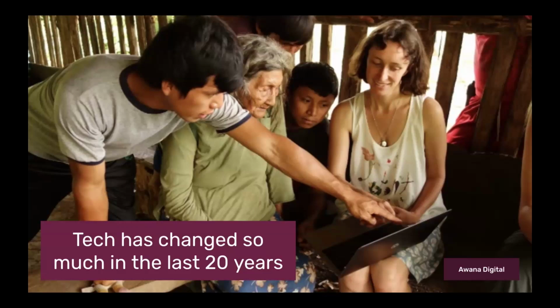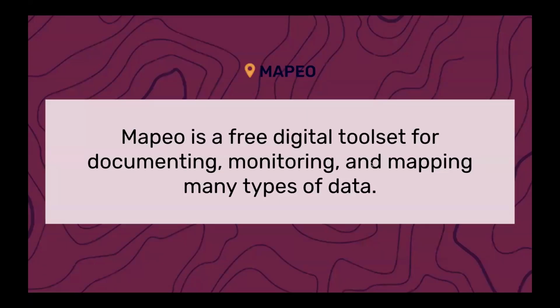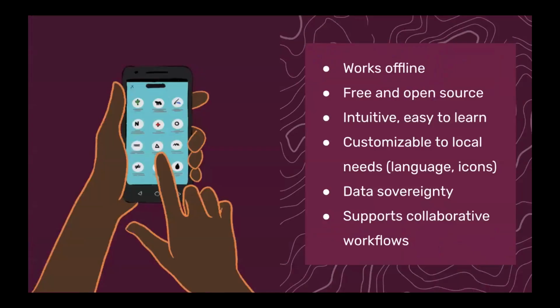And that's why we really started to try and tackle this issue by building a new tool, which we called Mapeo. So Mapeo is a free digital toolset for documenting, monitoring, and mapping all kinds of different data. And we built it with these central tenets: that it work offline. As I said, across the Amazon at that time, there was pretty much no internet connection. And if there was, you might have to travel for 3 days, and then people in the community would still lose access to the data because it was only people who were able to travel who would be able to connect online and send the data where it needed to be.